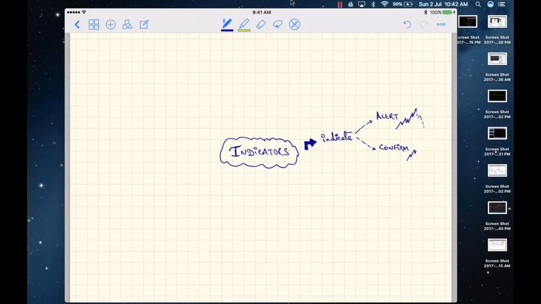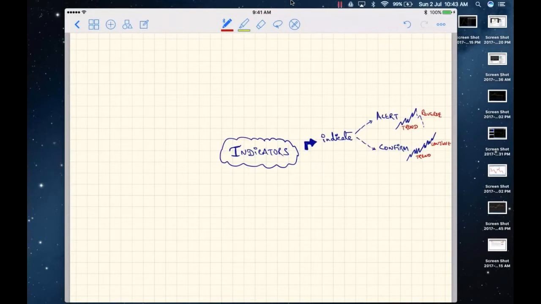Confirm is, let's say the markets are going up and there is some indicator which is telling you, yes, the market is going up, and I confirm that yes, it will go further up. So you have more confidence and it goes up. So the markets or the prices is all about the trend. So it will alert me whether this trend is going to reverse, that is alerting me, or this trend is going to continue, that is confirming me. This is the work of an indicator, to indicate, alert me or confirm.